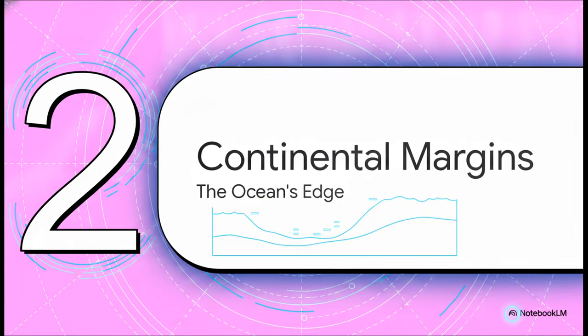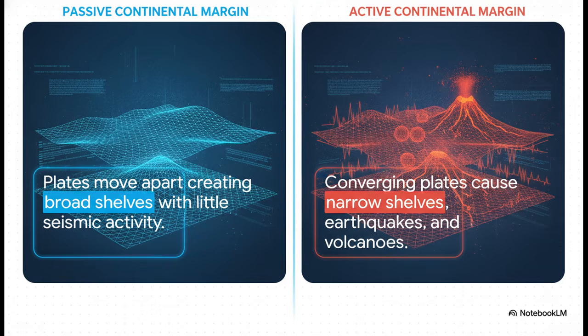Moving right along to Section 2, exploring continental margins. With our mapping tech fully calibrated, it's time to leave the coastline behind and start our descent down the submerged edges of the continents. The really crucial point to grasp here is that not all coastlines are created equal, geologically speaking. We basically draw a hard line between 2 types of margins, passive and active.